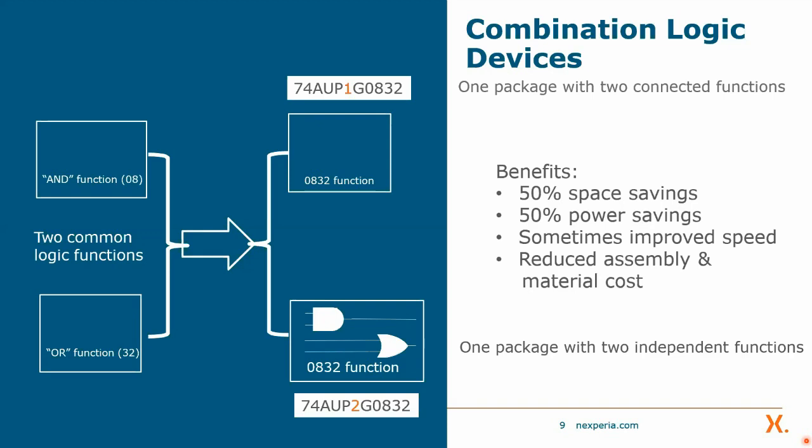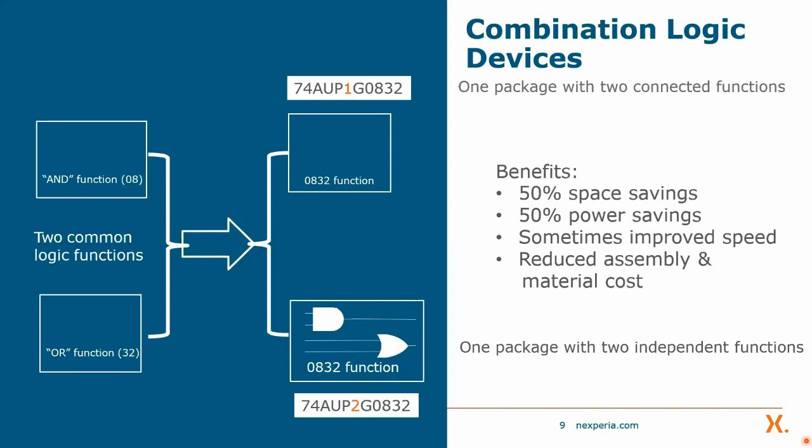Or I can get, as shown on the bottom, independent functions, where there is an OR gate and an AND gate in the same package, but they're not connected together. It's a fine point, but there's a lot of really interesting things you can do with it. Anyway, they're both combinational logic devices, and the benefit is they immediately get a 50% space savings. I don't have to have 2 6-pin packages. I only need 1 package instead. So I cut the space down on the board quite a bit.